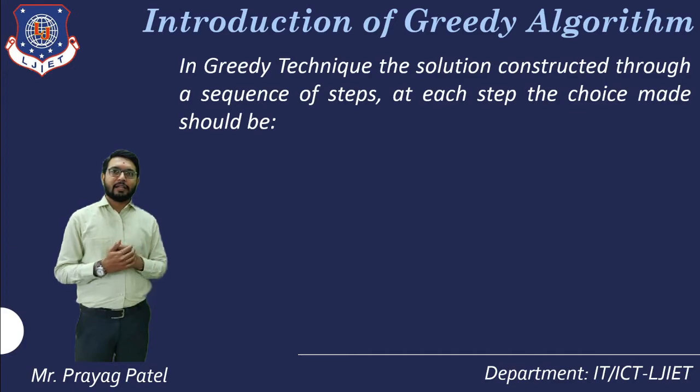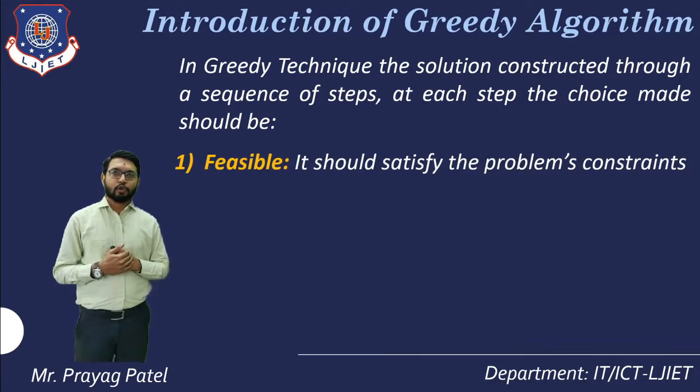Now consider the greedy method. In the greedy technique, the solution is constructed through a sequence of steps. At each step, the choice made should have the following properties. The first one is a feasible solution. For selecting any solution, first consider the property of feasibility. What is a feasible solution? Feasible means it should satisfy the problem's constraints. Here, problem constraints mean some conditions. It should satisfy the minimum required condition, then it's called a feasible solution.